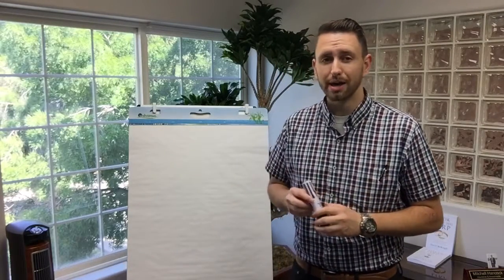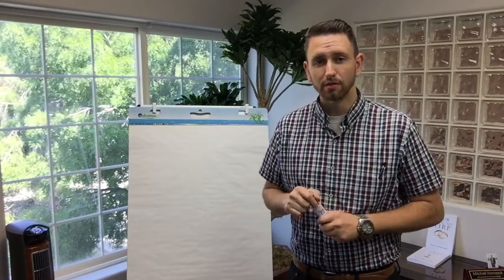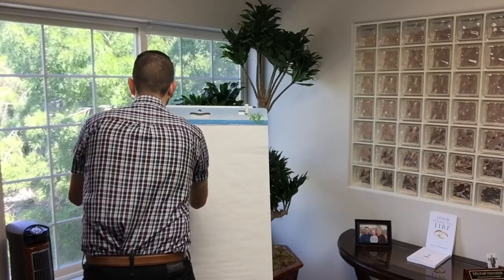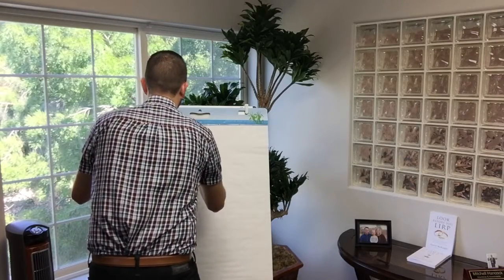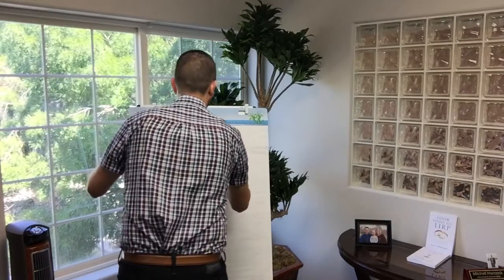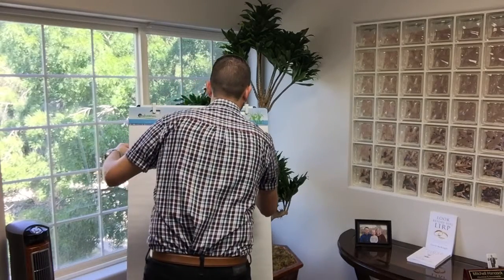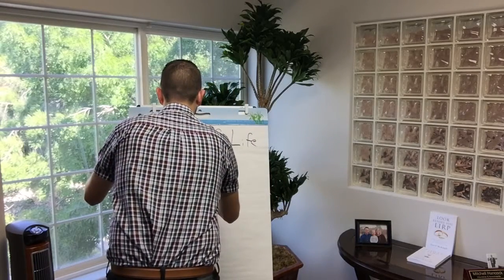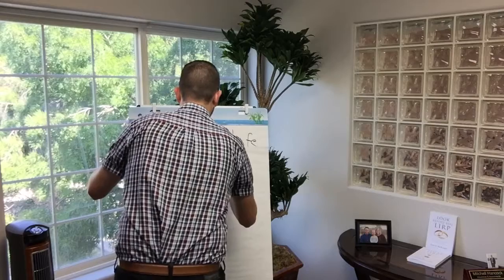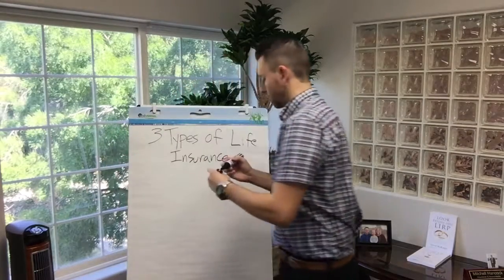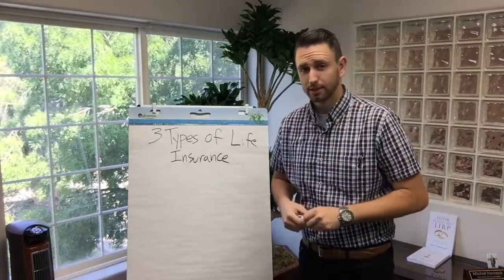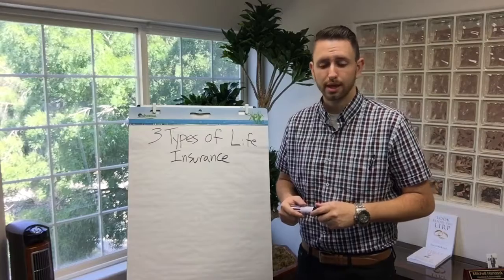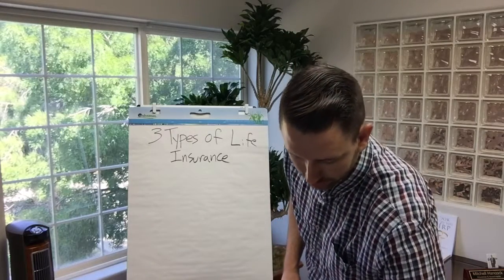So today we're going to be talking about the 3 different types of life insurance that are available to people. So what are the 3 types of different life insurance? The type that you're probably the most familiar with is what we call term life insurance.